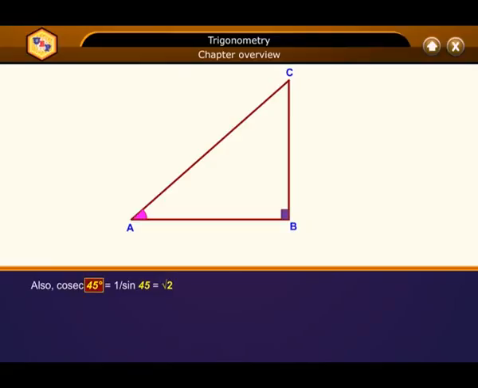Also, cosec 45 degrees is equal to 1 upon sin 45, equal to square root 2. Sec 45 degrees is equal to 1 upon cos 45, is equal to square root 2. Cot 45 is equal to 1 upon tan 45 degrees, is equal to 1.